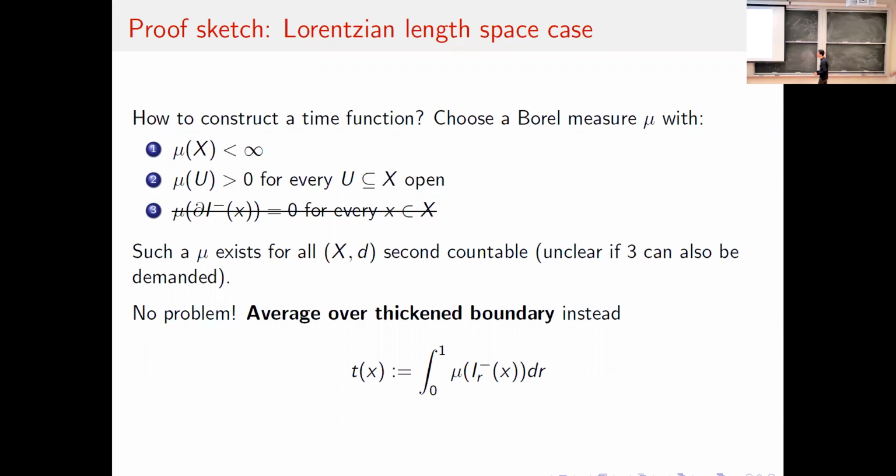Okay. And that's all I wanted to say about the proof. Later, and by the way, this is why I needed second countability to have existence of a measure with the first two. Yeah. This is the case.